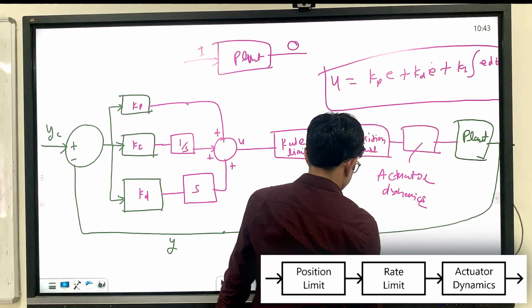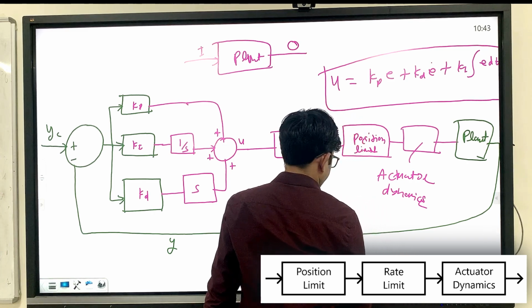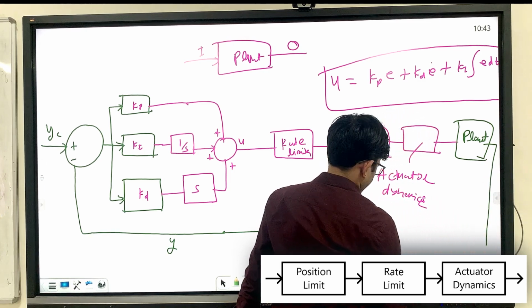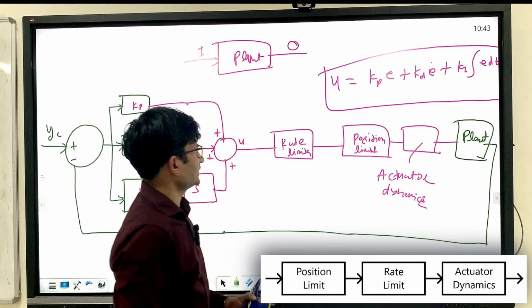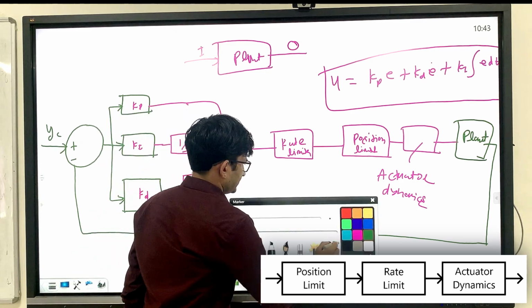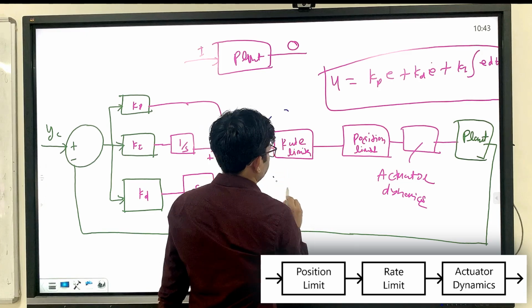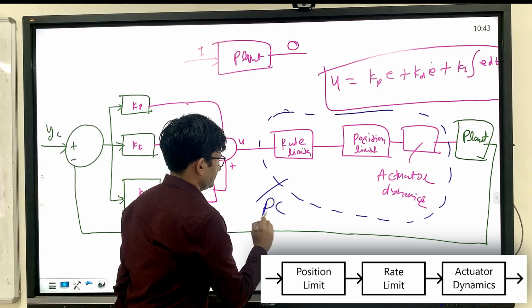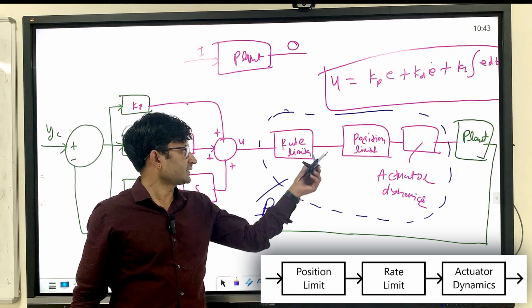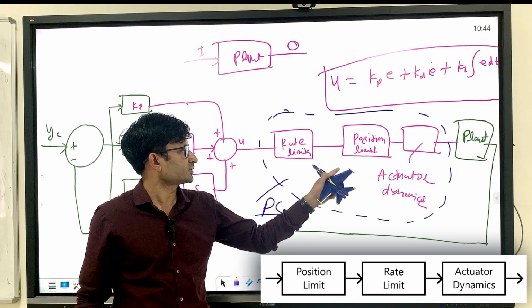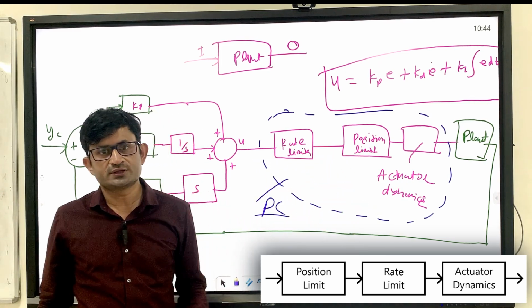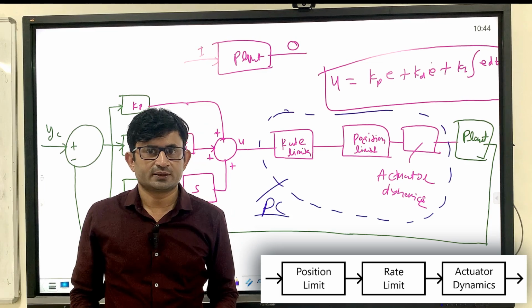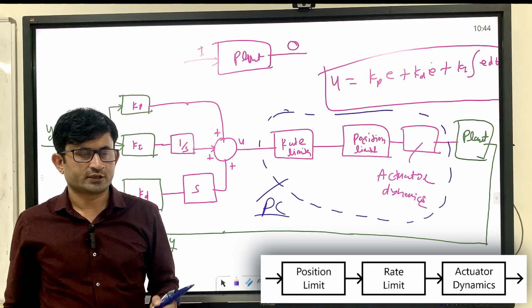Okay. Then supply to the plant. So all these three are physical constraints: rate limiter, position limit, and actuator dynamics. Later you will see I will include the delay also when I go to the aircraft autopilot design part, the aircraft longitudinal, lateral, and directional autopilot design case.